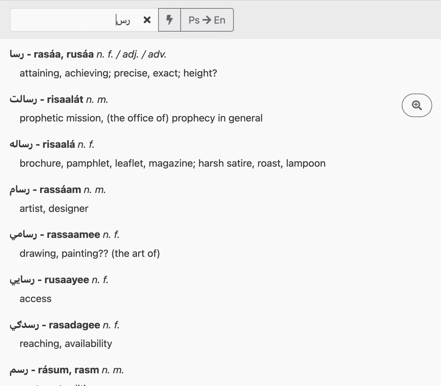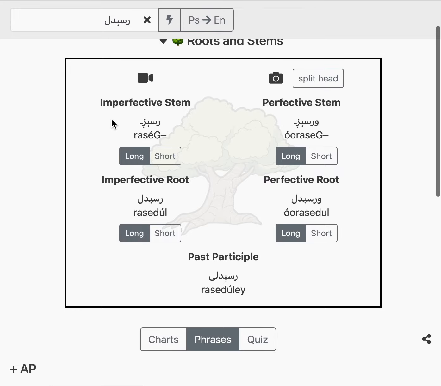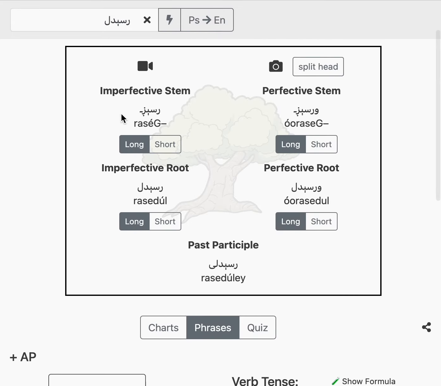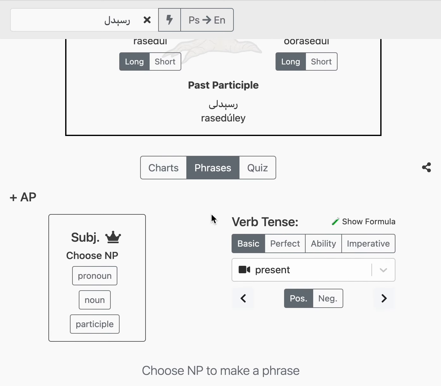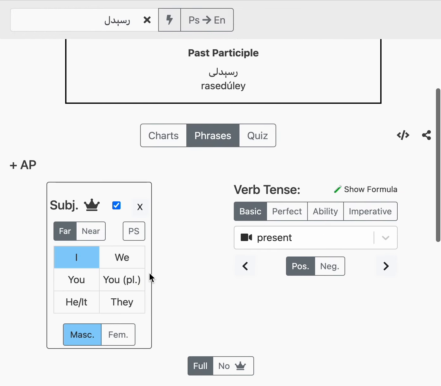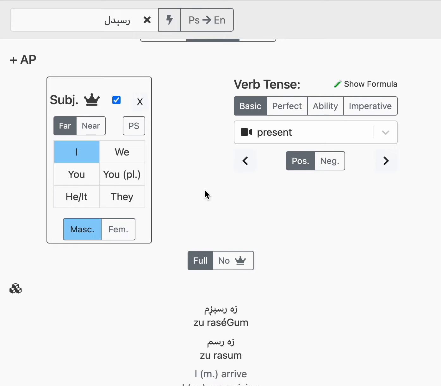If we search for a word like rasidal, which is to arrive, it's an intransitive verb because there's no object. It's just someone arriving. Here are our roots and stems we're going to use, and now we just have to choose a subject to build phrases with it. So let's say I am arriving, zarasigam, like this. The subject is what we will call the king of the phrase. So we have a little crown icon here.